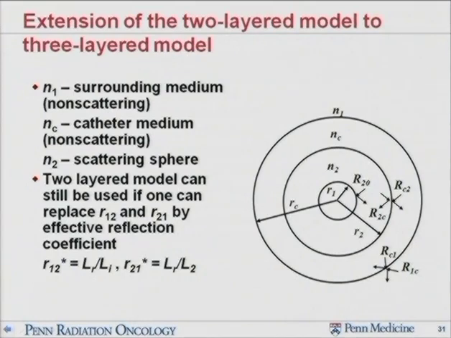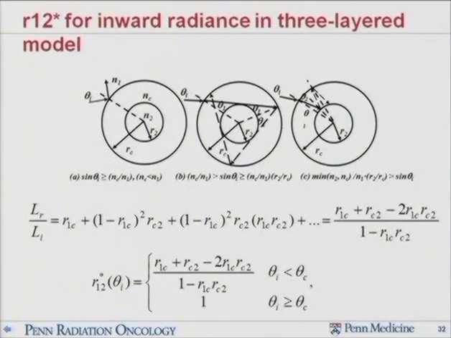One can use the theory developed by William Star earlier for two media between the isotropic detector and the outer medium. If one knows these two quantities, R12 star and R21 star, which is the irradiance inside here divided by the incident irradiance from outside, that is really the quantity we try to determine.